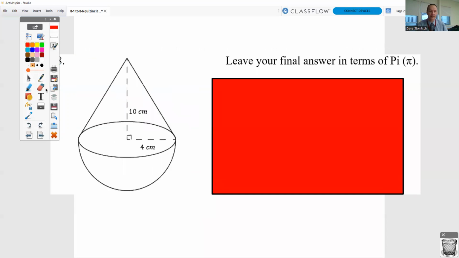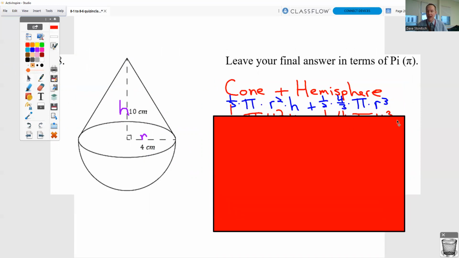In question number 18, you have a cone sitting on top of a hemisphere. The height of the cone is 10. The radius of both the cone and the hemisphere is 4. First thing that I would do is write down, you have a cone plus a hemisphere. So the cone formula is 1/3 pi r squared h, plus you have the hemisphere, which is 1/2 times 4/3 times pi r cubed. Now be careful, you're leaving this one in terms of pi.